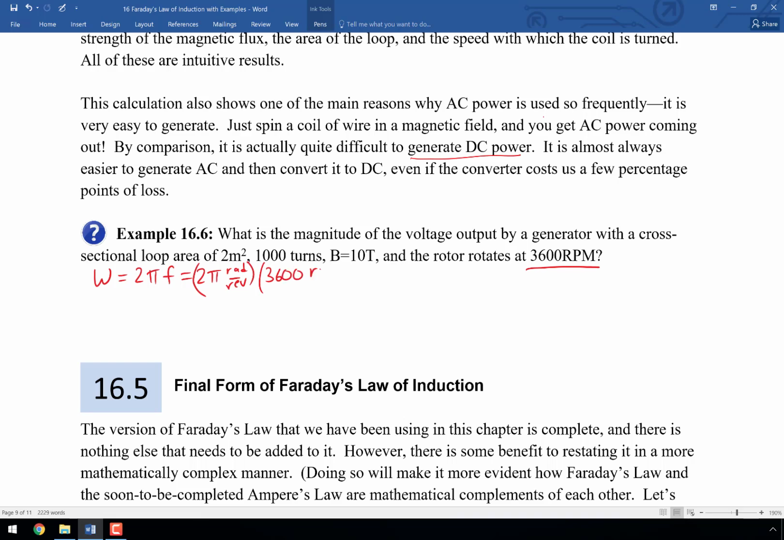3,600 revolutions per minute. That's what RPM stands for, revolutions per minute. And then that's multiplied by, I've gotten rid of the revolutions, but I need to convert minutes into seconds. So I need this one to say minutes on the top and seconds on the bottom. And if I do that, then the minutes will cancel, and I'm left with radians per second, which is exactly what I need. So if I need minutes per second, well, there's 1 minute, and there'd be 60 seconds. So then I can do this calculation, and I end up with our old friend 377 radians per second.